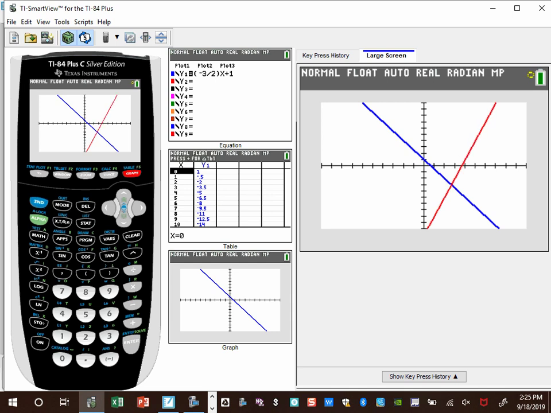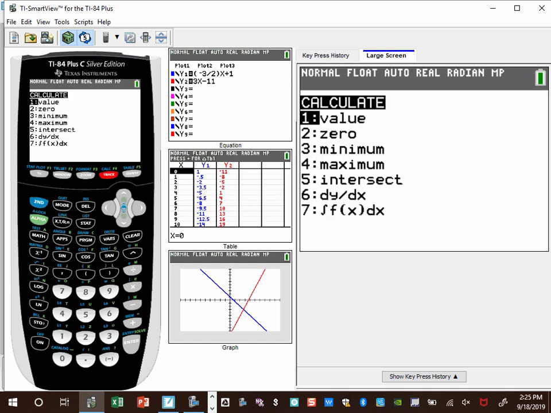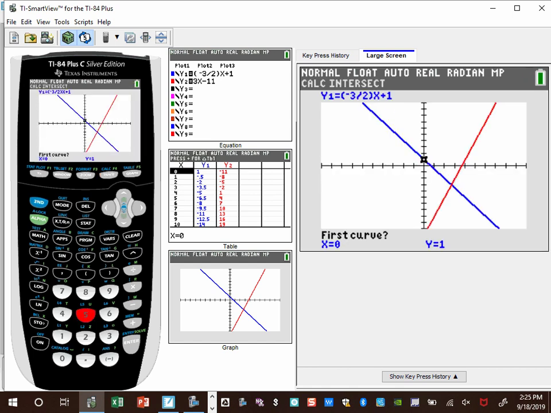So we can try to eyeball this and see what the solution is, but we have to get used to actually finding the solution. Everyone hit trace. Second trace. If I want to find where they're crossing, which one of these do you think I need? Number 5, intersect. You can scroll down or just hit 5.